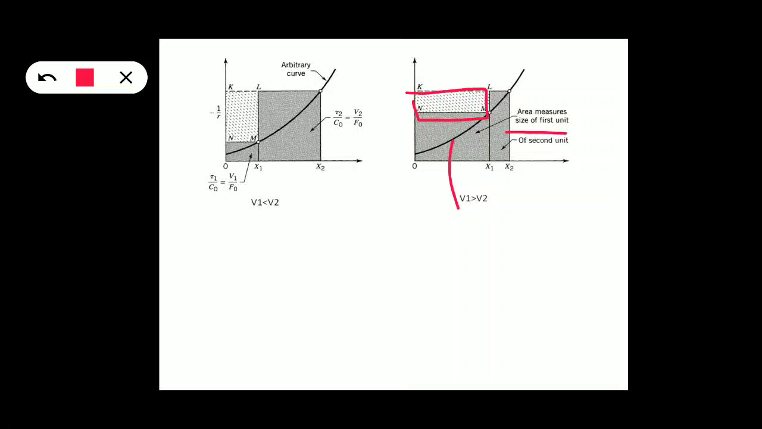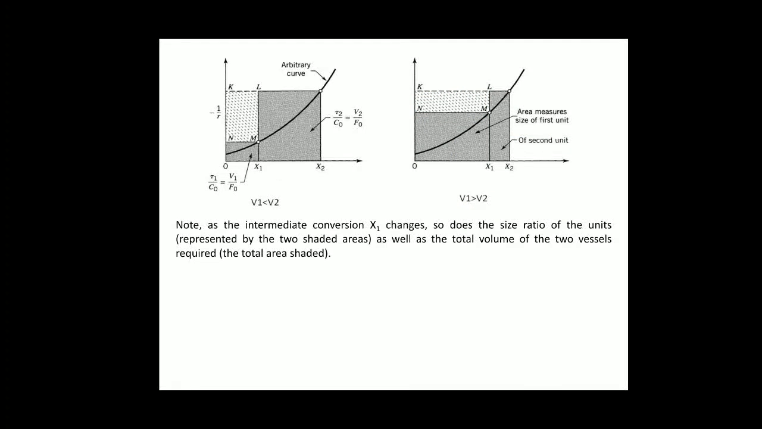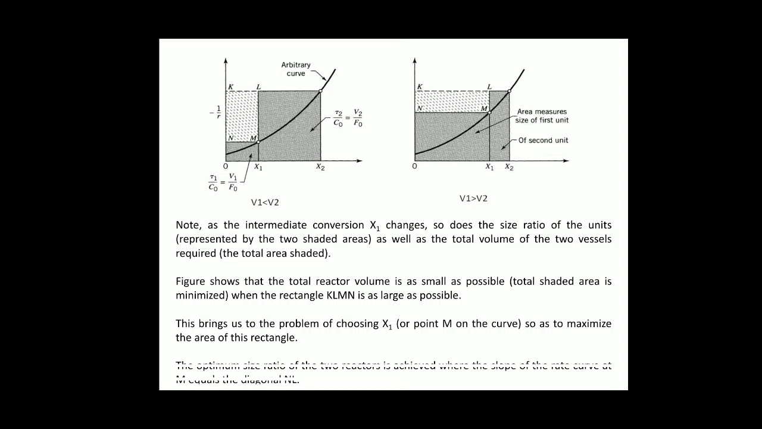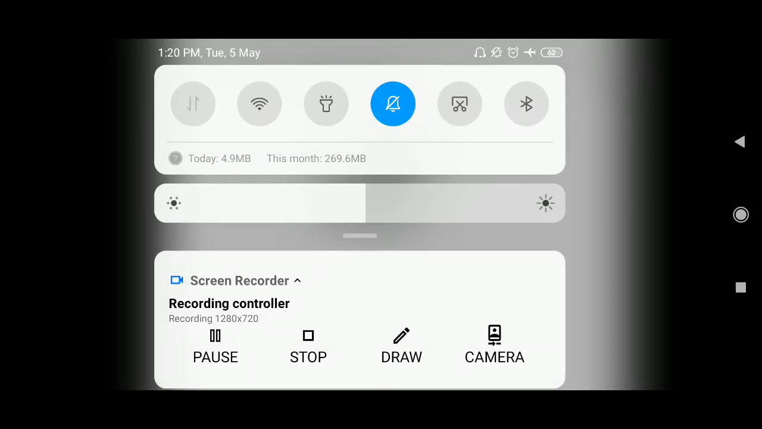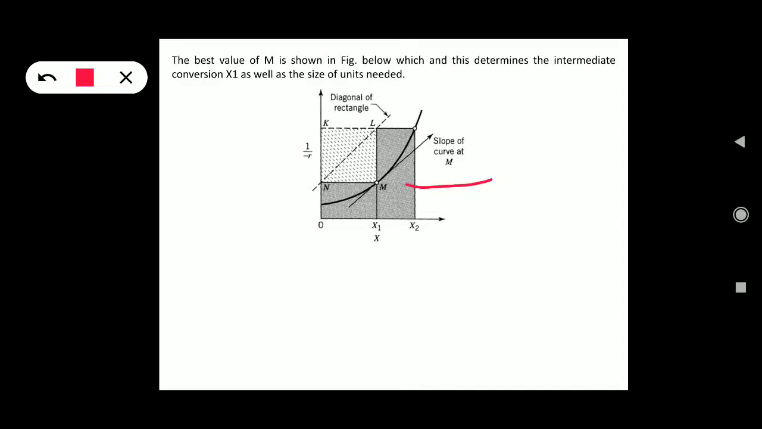See this curve, again 1 upon minus RA versus x. Here we have x1 and x2, and this is the rectangle we are going to look at. If I want to minimize the area of these two reactors, I want to maximize this empty area. This empty area will be maximum when it is the area of a square. Now how do we find this?